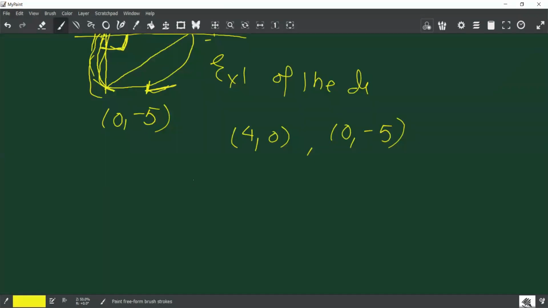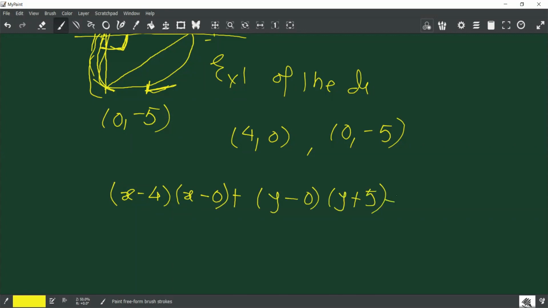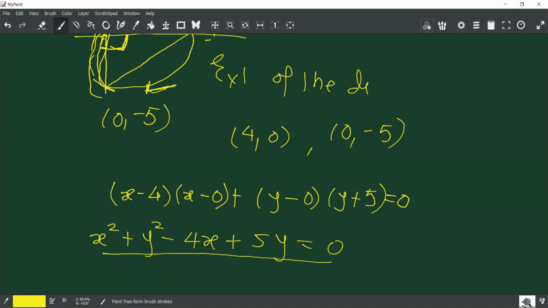Then you use the diameter form. X minus x1 into x minus x2 plus y minus y1 into y minus y2 is equal to 0. X square plus y square minus 4x plus 5y is equal to 0 is the equation of the required circle.